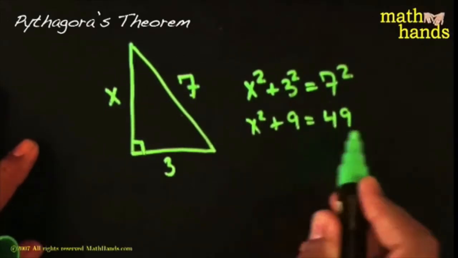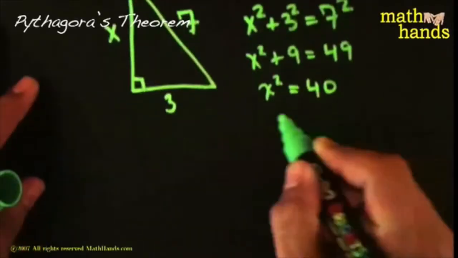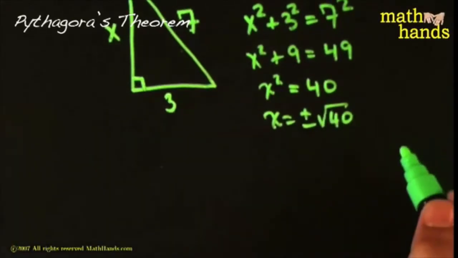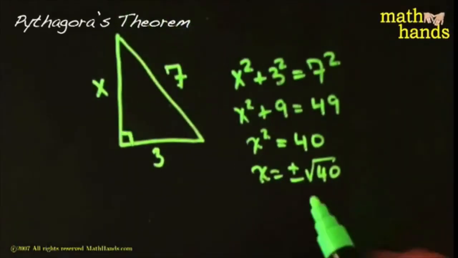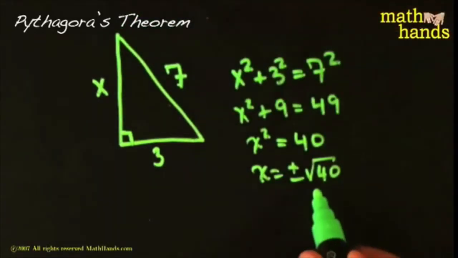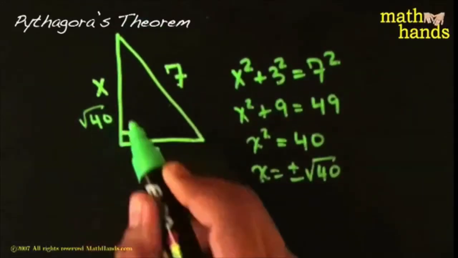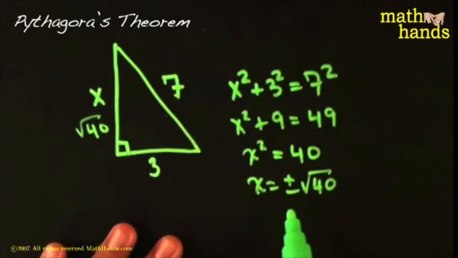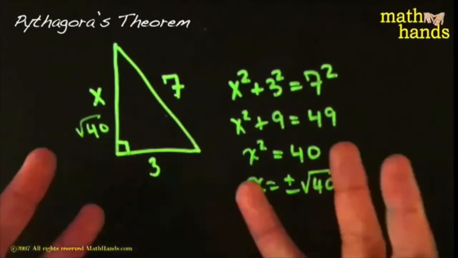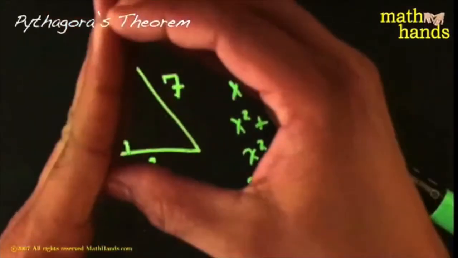Then you could subtract 9 from both sides, and that would tell you that x squared is equal to 40. So then x would have to be plus or minus the square root of 40 by the square root property. If you're just looking for length, not the direction of the length, we could just interpret this as the square root of 40. Sometimes you may be interested in the negative direction. That may not be now, but that's how you use Pythagoras. Every time you know two of the sides and you want to know the third one, it's Pythagoras time.